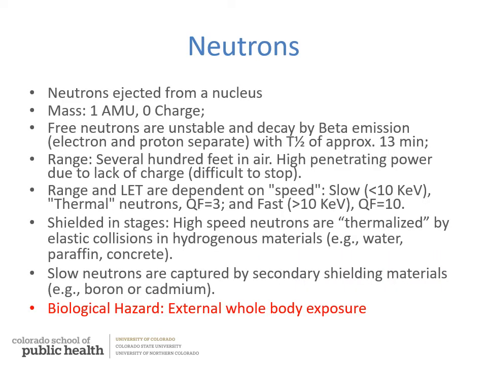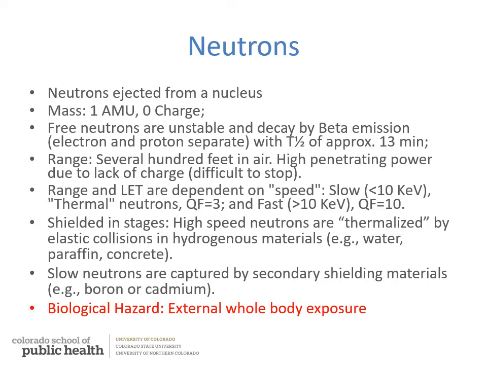So the last kind of particle radiation is neutrons when they're ejected from a nucleus. Now they have the same atomic mass as a proton, but no charge. But once they're out of the nucleus, they are unstable and decay by beta emission. So what they do is they become positive, they become a proton because they eject an electron. Now this happens pretty quickly. You can see the half-life is 13 minutes. Now the range of these things is several hundred feet in the air, and they have very high penetrating power due to the lack of charge, and as a consequence they're difficult to stop. These are very small particles, traveling.